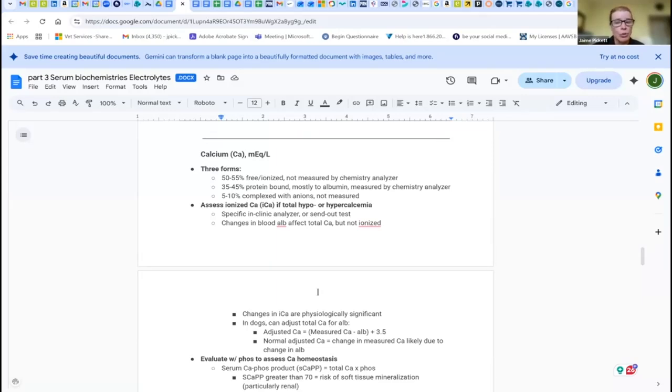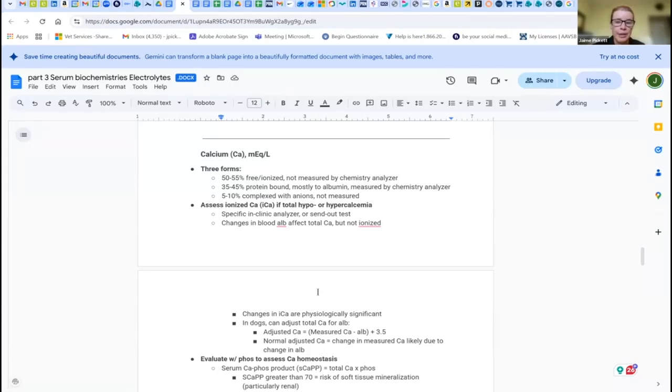Albumin plays a huge role here. If albumin drops, total calcium drops, but ionized calcium may be perfectly normal. So in dogs, we sometimes adjust for albumin using this formula. It's adjusted calcium equals measured calcium minus albumin plus 3.5.